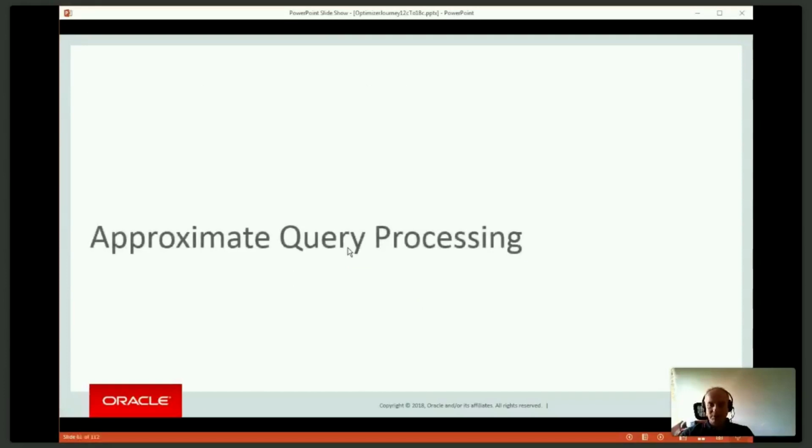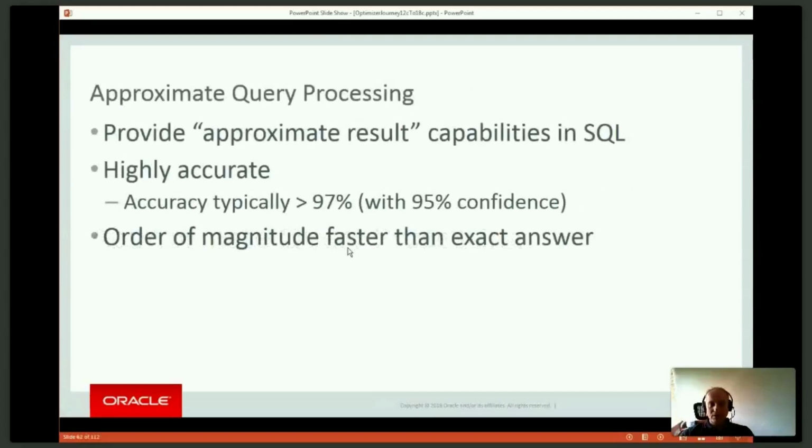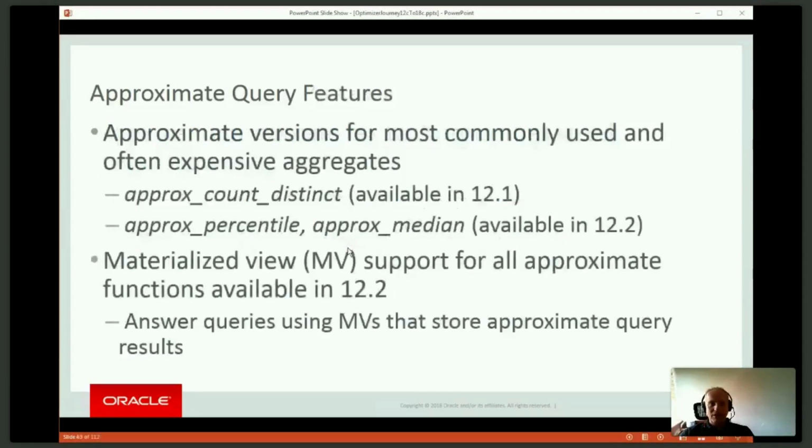Okay, approximate query processing was added in 12.2. So this gives you the ability to answer certain queries using approximate queries rather than exact queries. So the idea is we added, in fact, approximate count distinct in 12.1, and then there were some new functions available in 12.2, materialized view support.